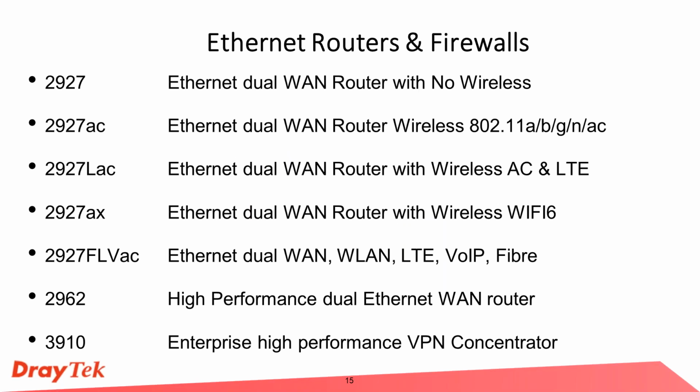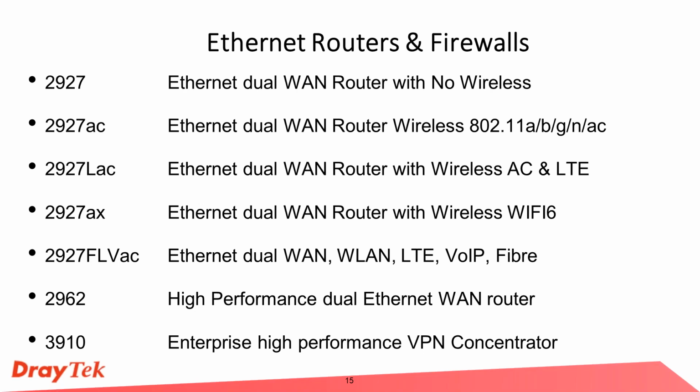Okay, here are some typical model numbers for DrayTek. The 2927 is an Ethernet dual WAN router, but doesn't have wireless. 2927AC is a dual WAN Ethernet router that comes with wireless, so it supports wireless ABGN-AC. 2927 LAC is an AC router with a built-in SIM slot, so you can put a data SIM card in there and have an internet connection through that medium. 2927 AX is the Wi-Fi 6 router with dual Ethernet WAN. 2927 FLVAC will have wireless, a fiber port, LTE, and voice as well. So this is a router that has multiple functionalities.